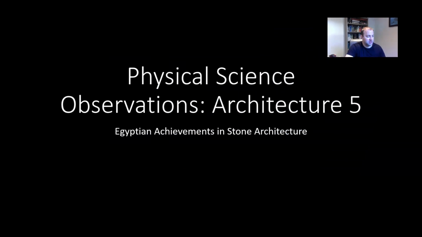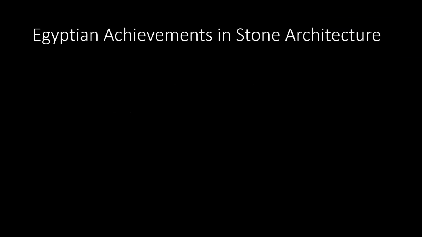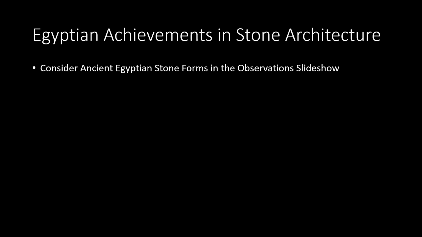All right, welcome back. So this is going to be an introduction to the next set of observations that we're going to be doing. And what we're going to be looking at today are Egyptian achievements in stone architecture. Okay, so this is the fifth set of observations. It's a bit of a process, so we'll go through it one at a time and show you what I kind of have in mind for this section. Okay, so again, Egyptian achievements in stone architecture.